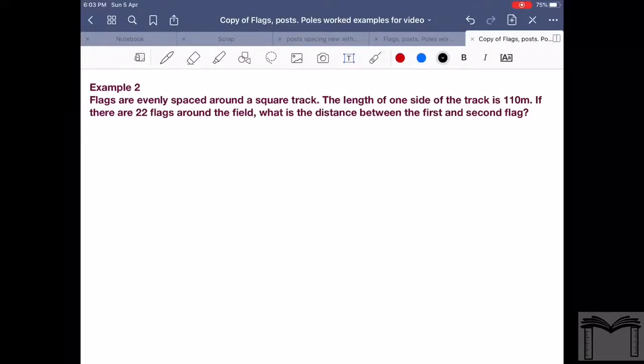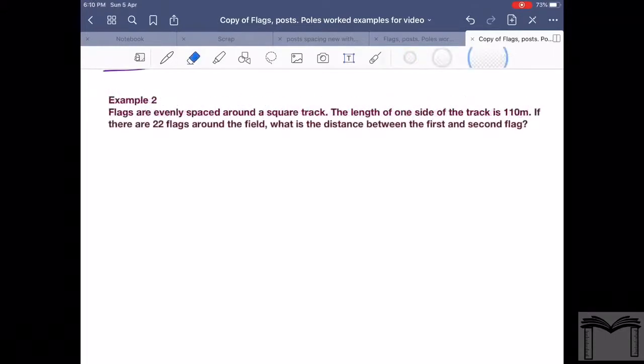Example 2. Flags are evenly spaced around a square track. The length of one side of the track is 110 meters. If there are 22 flags around the field, what is the distance between the first and the second flag? So the spacing is the distance between any two adjacent or consecutive objects. So the distance between the first and the second flag is the spacing.